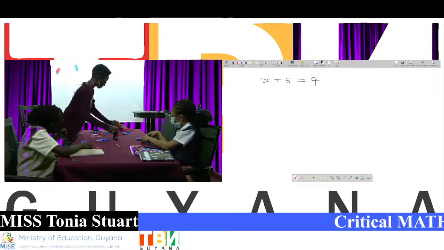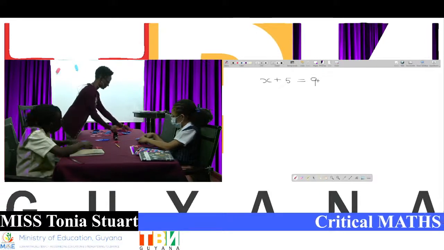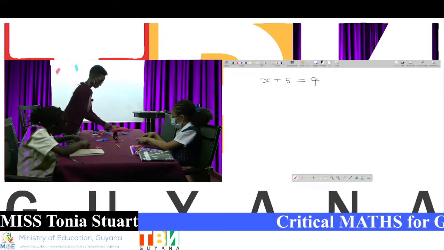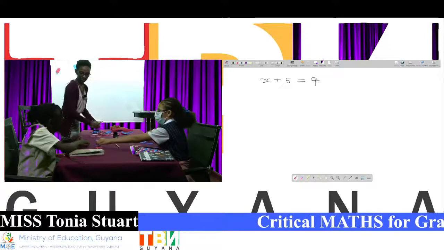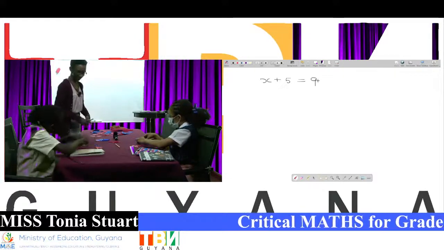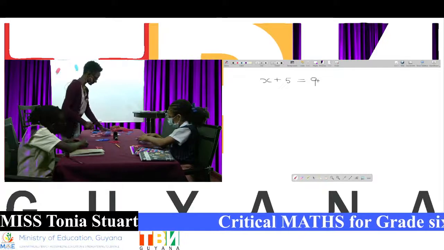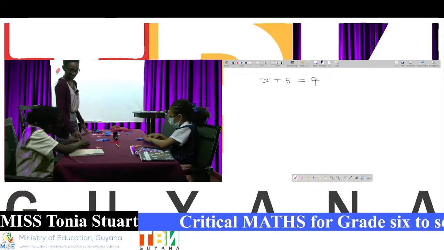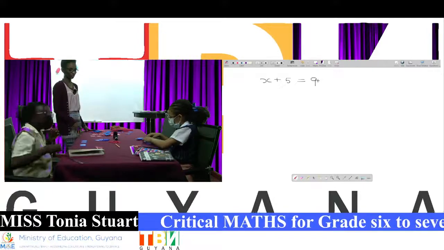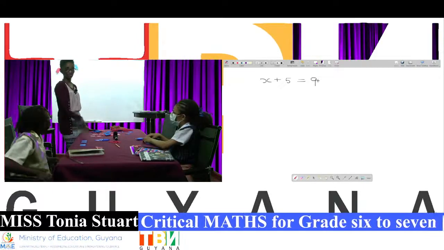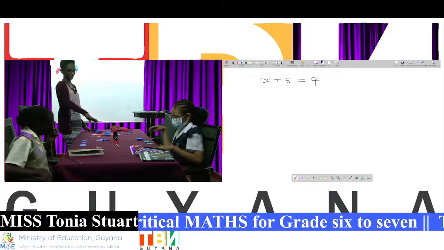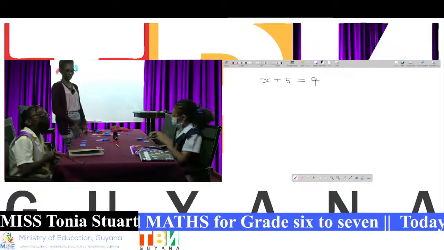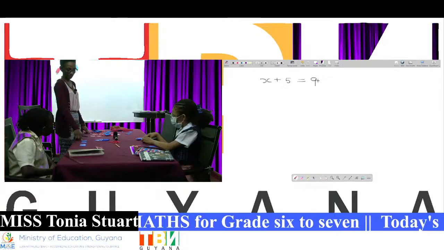Hold on, we might need some more of these in the middle. Oh, we have 1 more blue. So what are we doing? So we need, you got 9? Great. So we need the x on the left hand side there, right? So you need to put this 5 closer to the x. Great. So we need the x by itself, right?